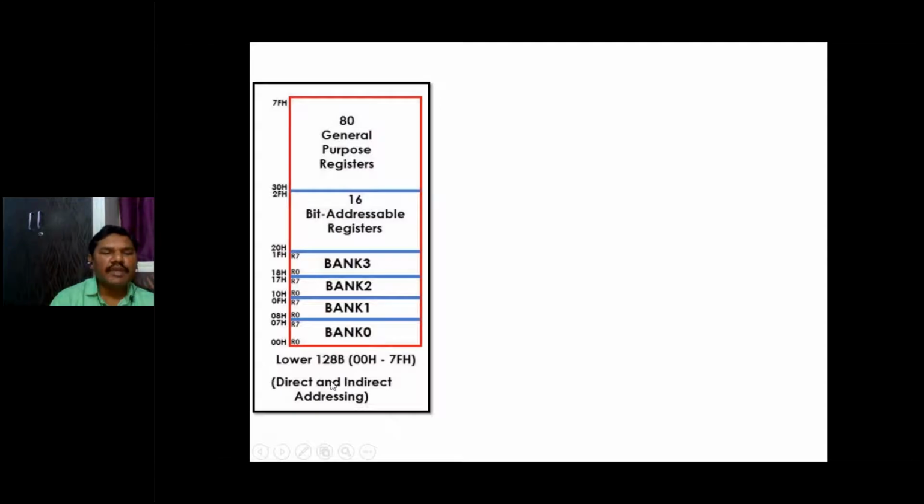This can be used for direct and indirect addressing. Direct addressing means 30H. Indirect addressing, here you can see that 00 is direct and R0 is indirect.